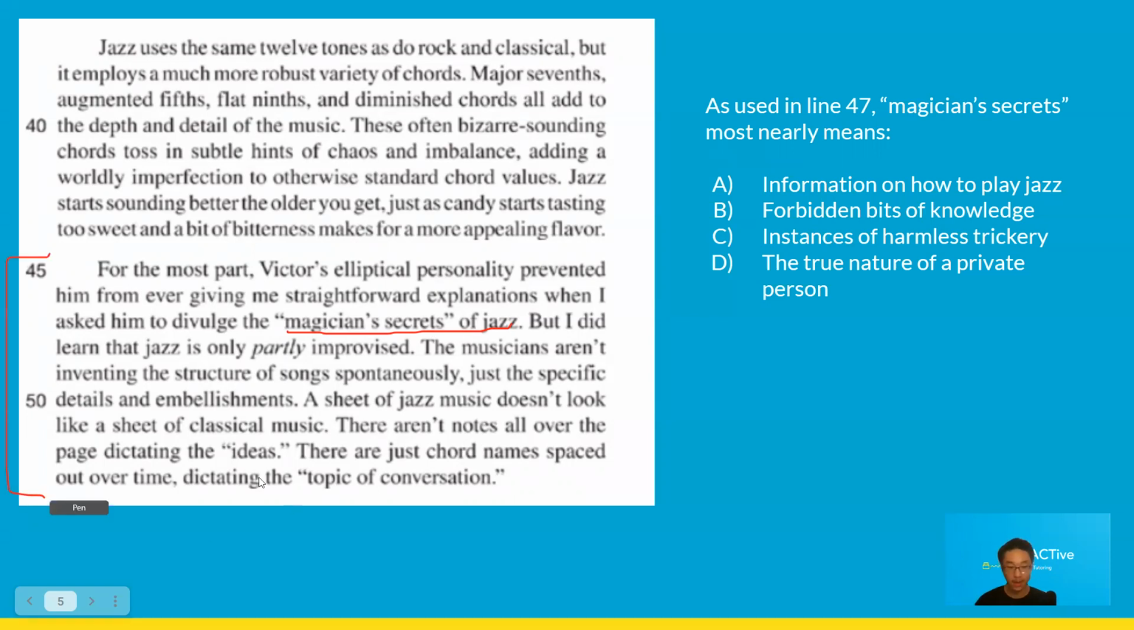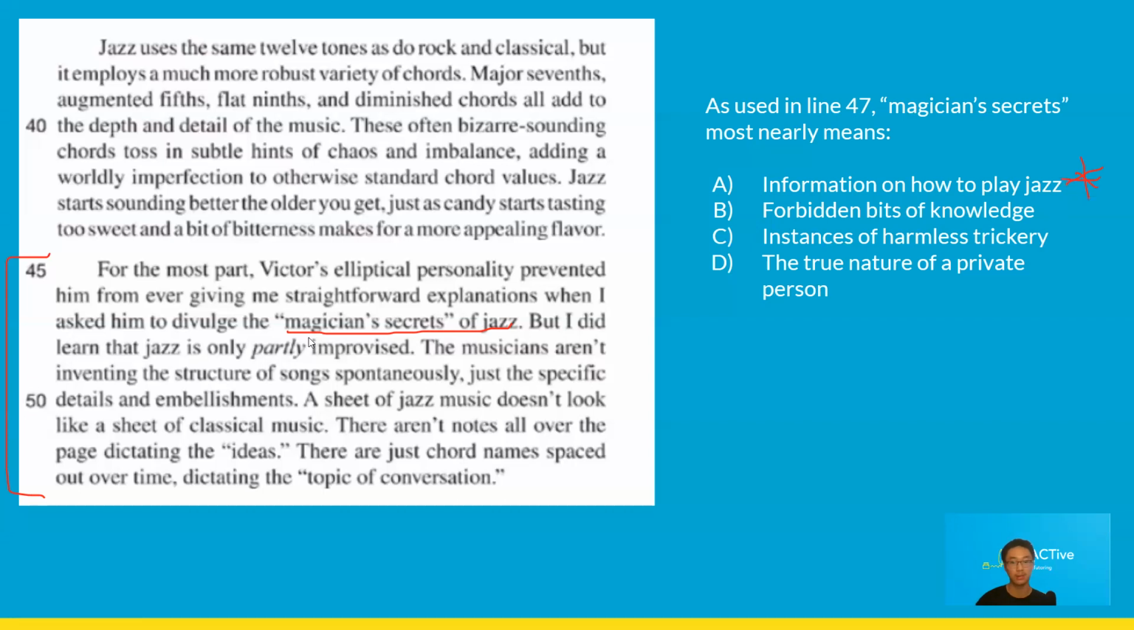So from that, it's asking what does magician's secrets mean? So it could mean information on how to play jazz. That does fit because when you plug that in, when I asked him to divulge information on how to play jazz, that does fit the context of the passage. So let's star that, and then we can go back later and see if any of the other answers match better.